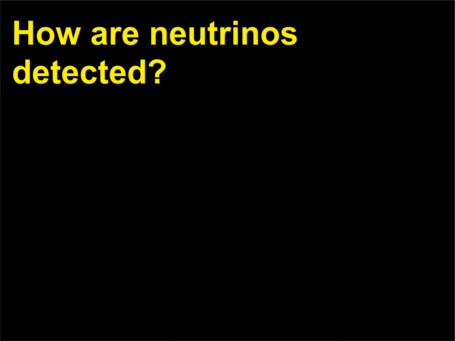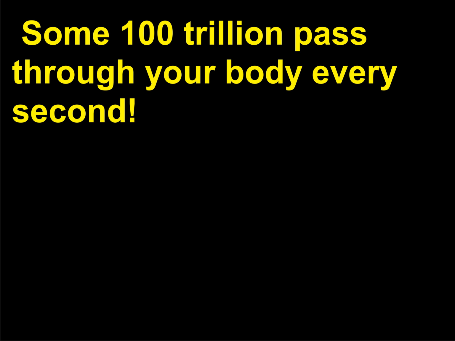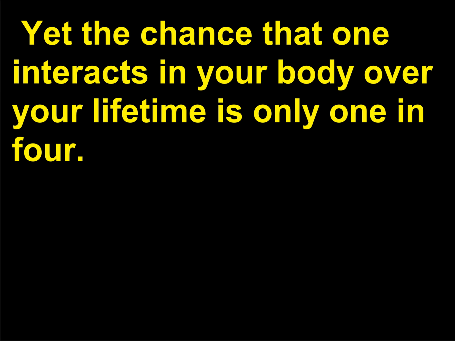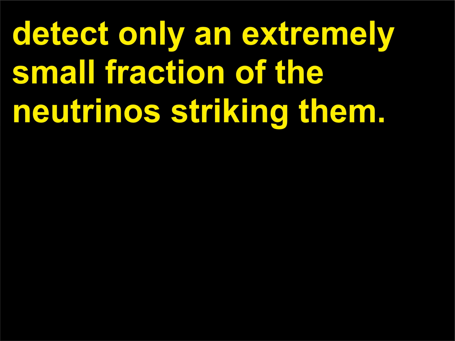How are neutrinos detected? Neutrinos hardly interact at all with matter. Some 100 trillion pass through your body every second. Yet the chance that one interacts in your body over your lifetime is only 1 in 4. For this reason, neutrino detectors must be huge and can expect to detect only an extremely small fraction of the neutrinos striking them.